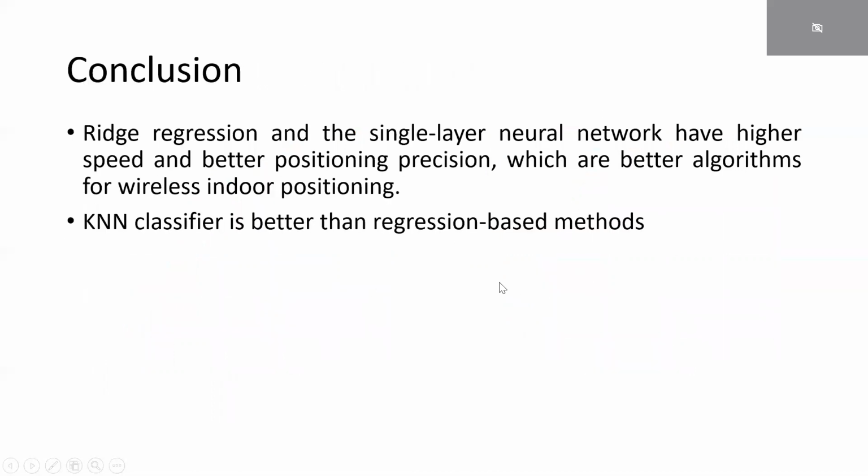And here is our conclusion. The ridge regression and the single layer neural network have higher speed and better positioning precision, which makes them better algorithms for wireless indoor positioning. And from the graph we showed before, the KNN classifier performs better than the regression-based methods. That's what I'm going to show today.